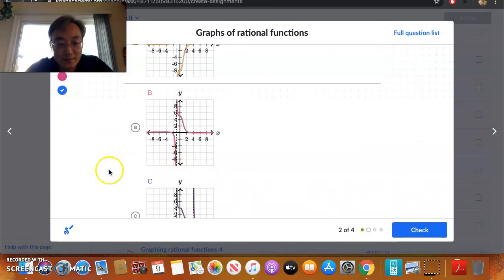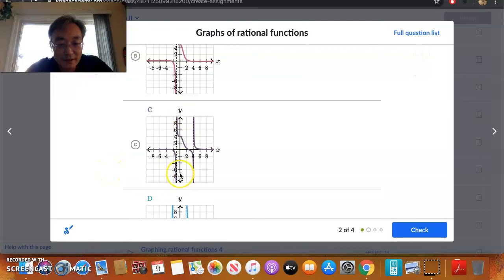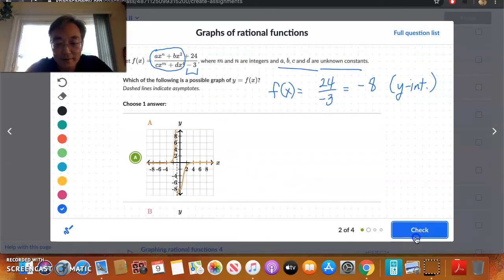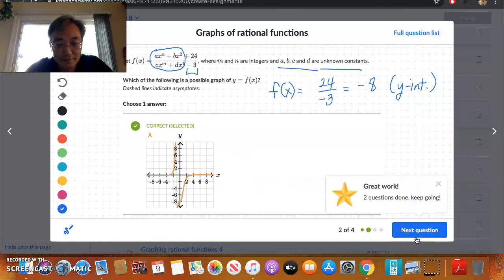This one does not. Neither does this. Looks like the y-intercept is at 4. And this one looks like the y-intercept is at negative 6. So I think we have our answer. There it is. Okay, let's do one more.